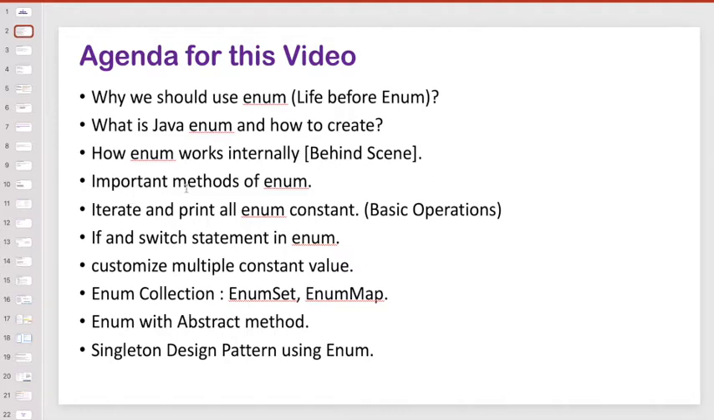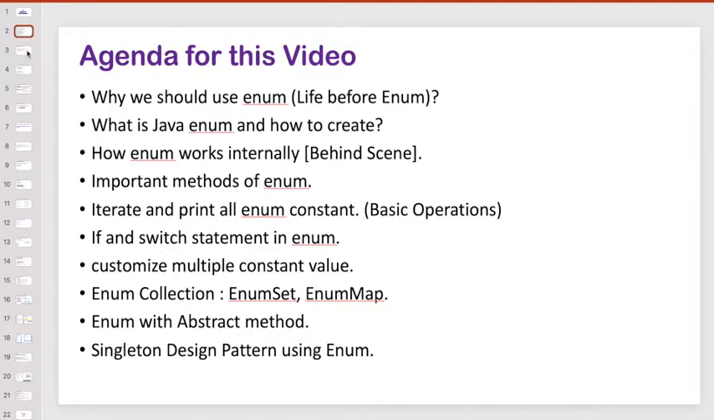And then we move into the important methods of enum and the basic operations of the enum, how to write the if and switch statements, which is more useful in day-to-day life, right? And how we can customize multiple constant values with the enum. Not only this, we will also see a few collections in Java for enum, called the EnumSet and EnumMap, and we will also watch how to write the abstract method and where it is useful with the enum. And last, how we can achieve the singleton pattern using the enum with a few lines of code.